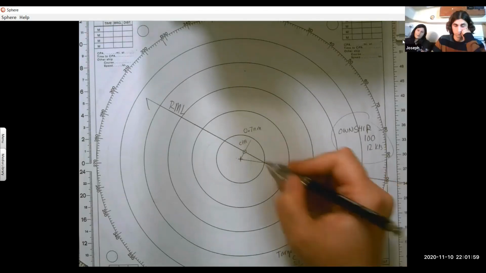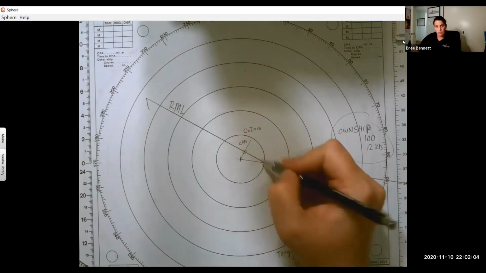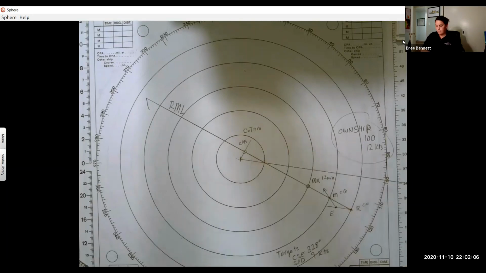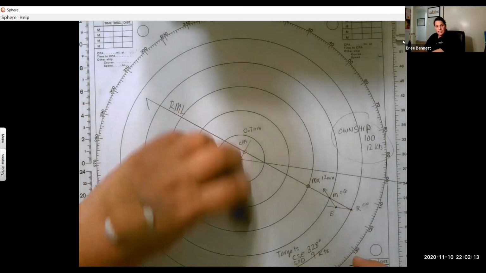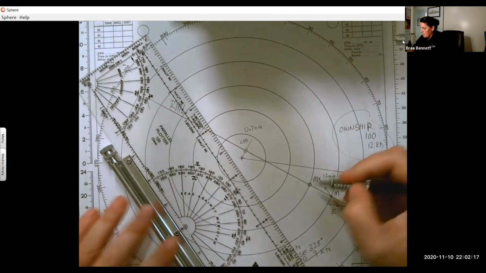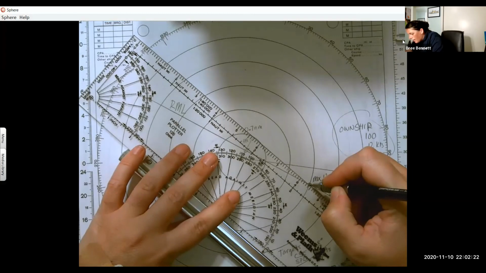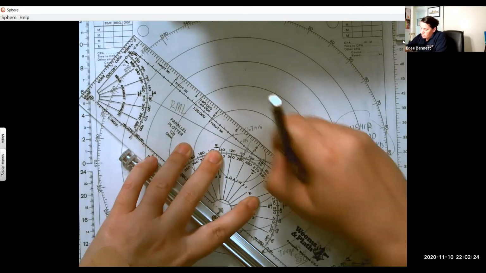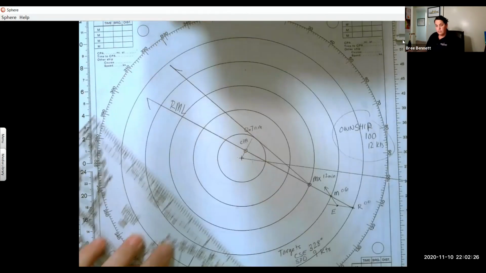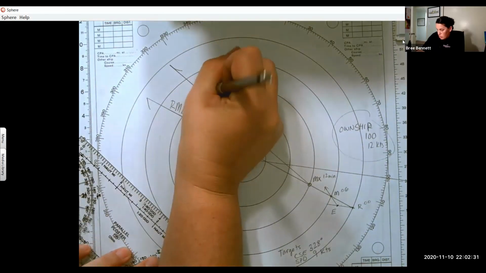And then I want my CPA to be 2 nautical miles. So it's going to be around that 2 circle. And I want it to cross in front of me so that I will go behind that vessel. So I'm going to draw a line from MX to just barely on that 2 nautical mile circle. And that is my new relative motion line.